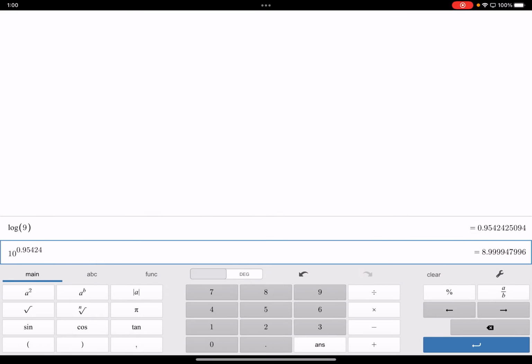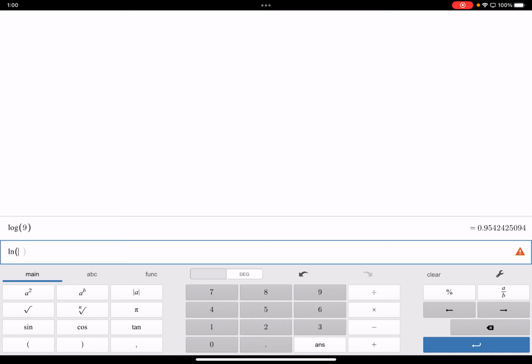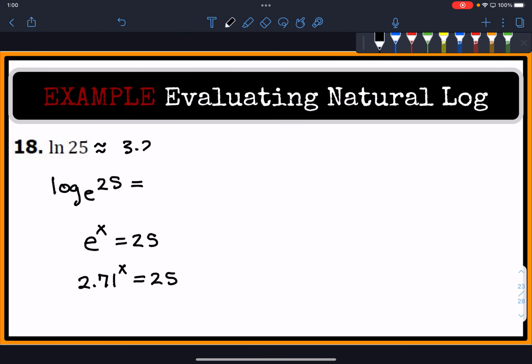So here, let me clear this. Under functions, I see the ln button, the natural log key on the right side of the screen, and ln of 25 estimates to 3.219. So this is the estimated value.